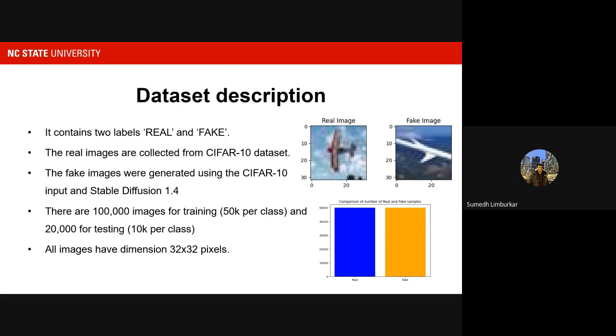We have a total of 1 lakh images for training with 50,000 images per class. For testing, we have 20,000 images with 10,000 images per class. All these images in our dataset are standardized to a dimension of 32 by 32 pixels, and this dataset composition allows us to train and test our model effectively for real versus fake image detection.